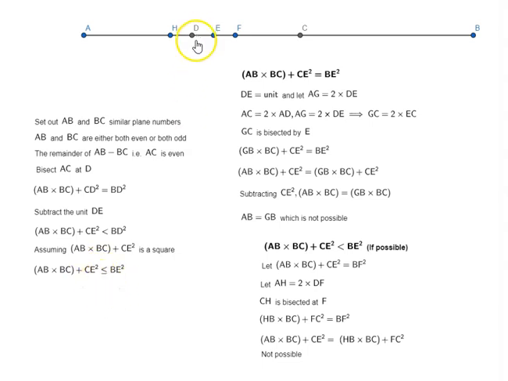Why? Because then we will be cutting into the unit. So AB by BC plus CE square is not equal to a square. So we have found two square numbers such that their sum is not a square. That is lemma 2. Let's look at the proposition.